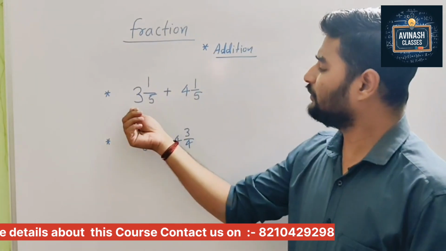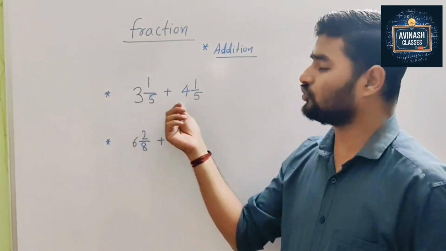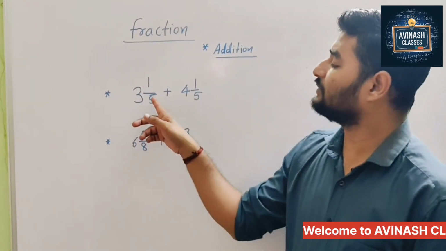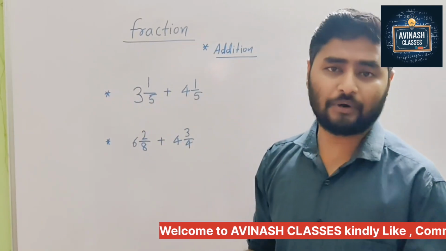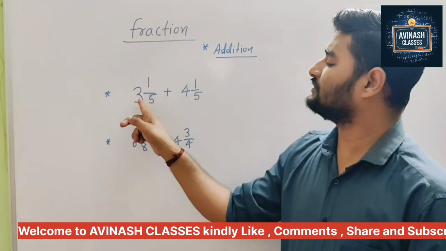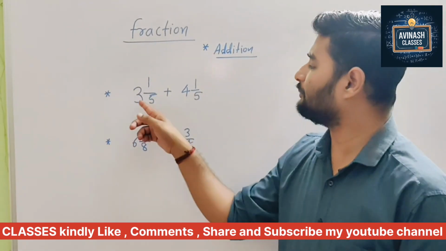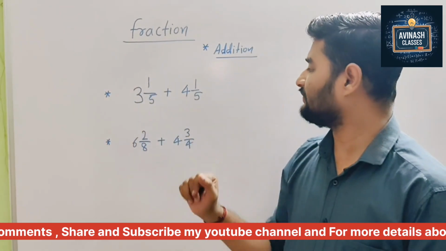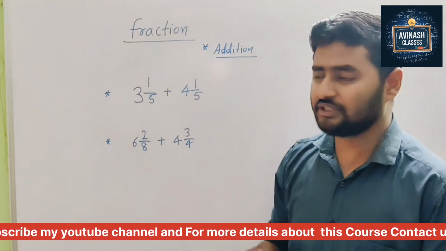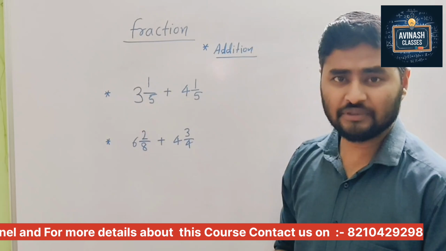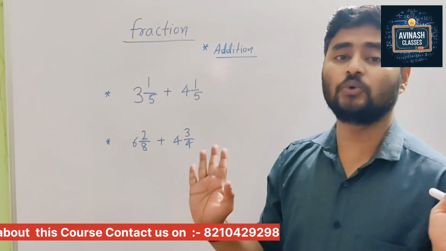Before watching this video, if you saw this question, how would you solve it? Sir, first we convert the mixed fraction into an improper fraction: 5 times 3 is 15, 15 plus 1 is 16, so 16 by 5. Again, 5 times 4 is 20, 20 plus 1, 21 by 5. But now there is no need to do all these things.